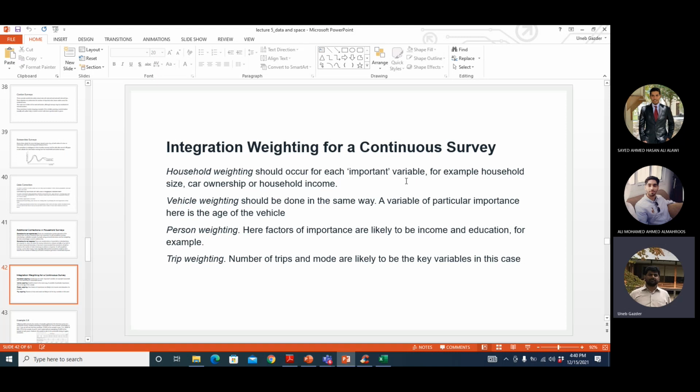Vehicle weighting can be done as well. You can do weighting on the basis of household size, car ownership, or household income, and you can do it on the basis of vehicle as well, number of vehicles. Okay, and you can give importance to the age of the vehicle. Same household, you do it again, the age of the vehicle has increased, right? But it's the same household.